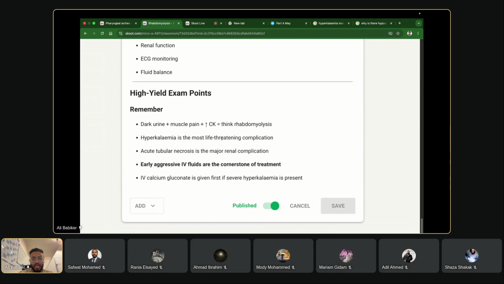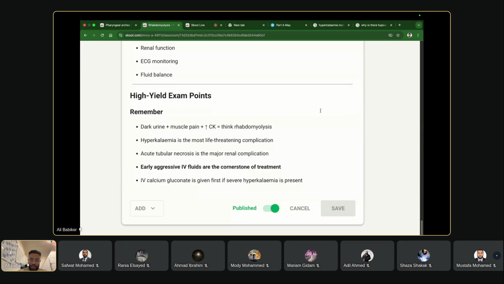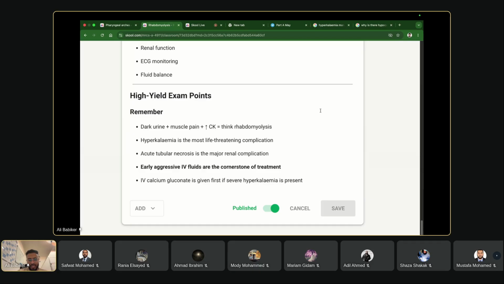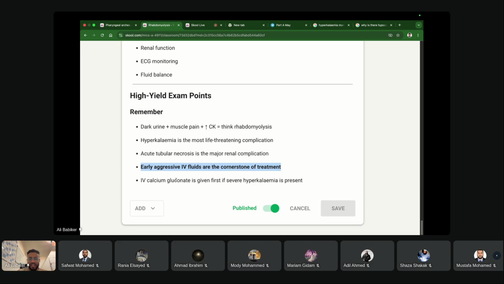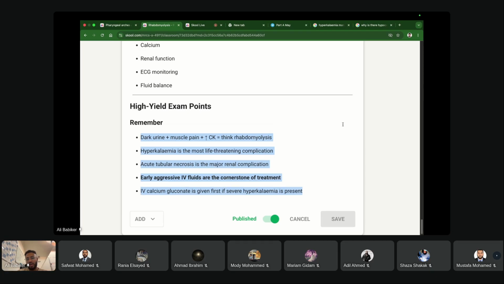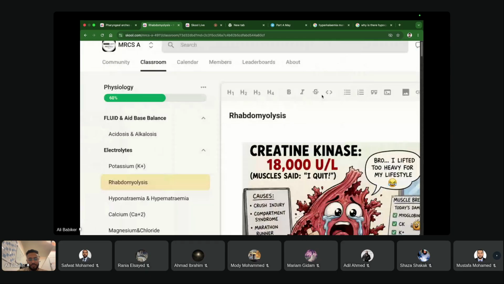All right. For your exam, dark urine, muscle pain, and increased CK, think rhabdomyolysis. Hyperkalaemia is the most life-threatening complication of rhabdomyolysis. Acute tubular necrosis is a major renal complication. Early aggressive IV fluid is the cornerstone of treatment. IV calcium gluconate is given first if severe hyperkalaemia is present. These 4 points, if you have 2 minutes and your exam is tomorrow, don't read all of this, just read this. Okay? Fantastic. Let's move to the next.